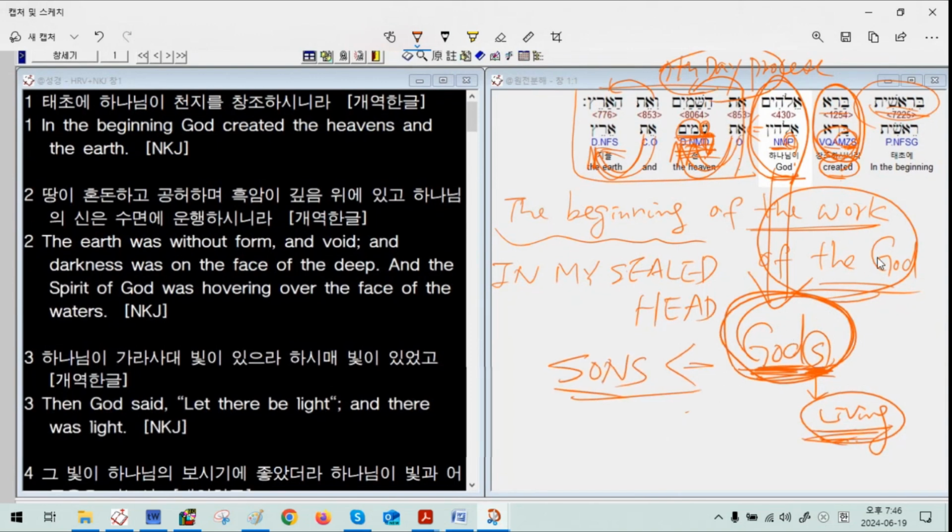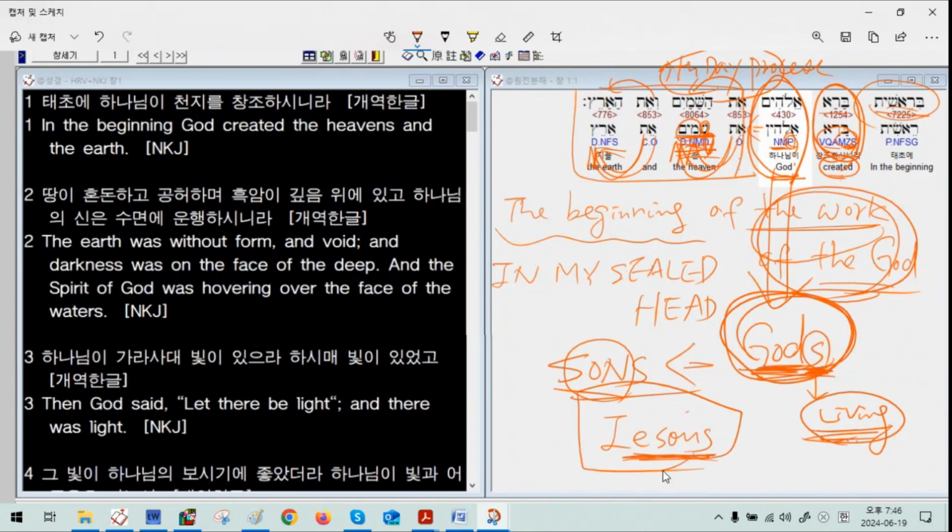Who's able to do the work of God? Then what is the Son's name? The Son's name is Jesus. What is the meaning of Jesus? Existence of salvation. Who's able to save others by providing the wisdom of God and the power of God, right?